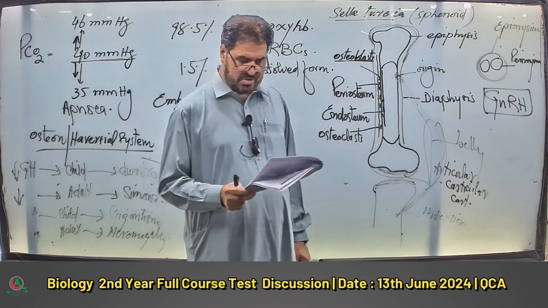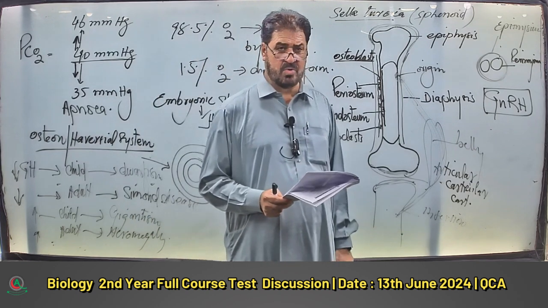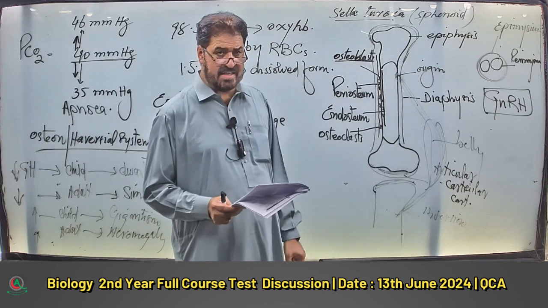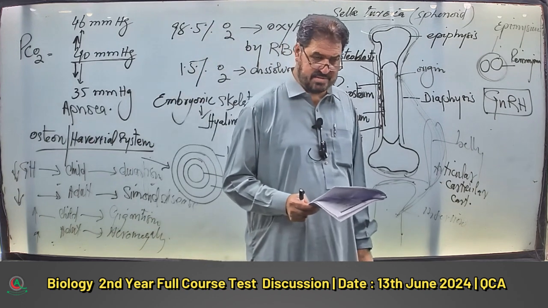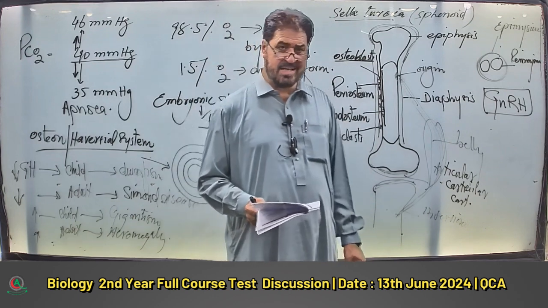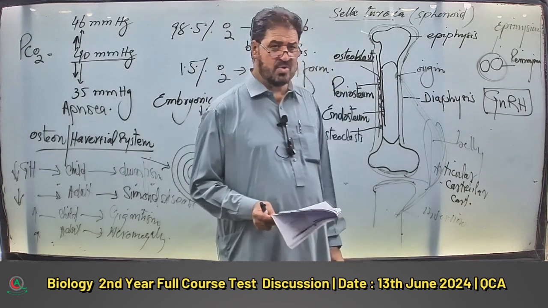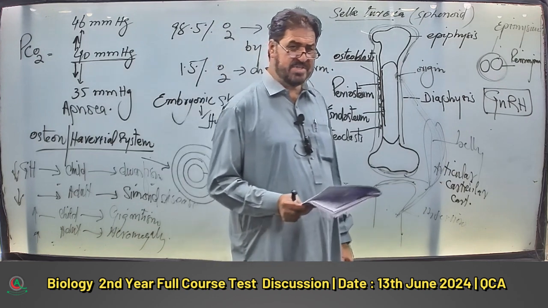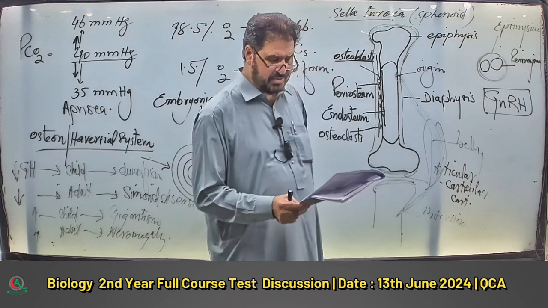Where is testosterone produced? Interstitial cells or Leydig cells in the testes. Between the seminiferous tubules, there are clusters of endocrine cells known as interstitial cells or Leydig cells, which secrete the male hormone testosterone.